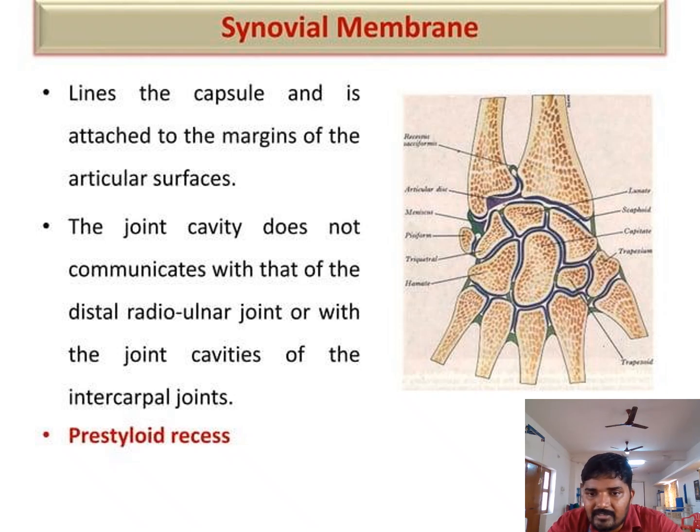In this picture, the blue color marking indicates the intercarpal joint. This area does not communicate with the joint cavity. First point. The second point is the radio-ulnar joint. Above the diagram, the gap in the center between the radius and ulnar bones is not part of the joint cavity. This area and the intercarpal area do not communicate with the joint cavity. Then the styloid process.